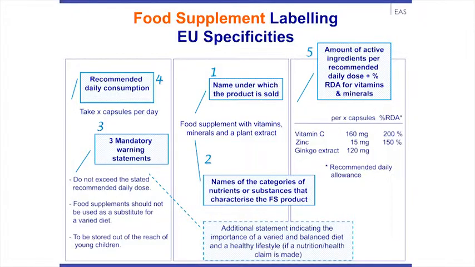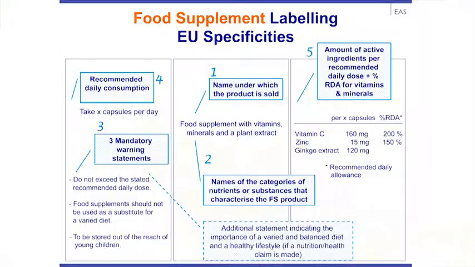Active ingredients, ingredients having a nutritional or physiological effect in the product. And last, for vitamins and minerals, you have to give the percentage in relation to the RDAs. Maybe it's technical for you. Let's say you used vitamin D in your food supplement. You give the amount per day. On top of that, you have to give the percentage in comparison to the recommended daily allowances.